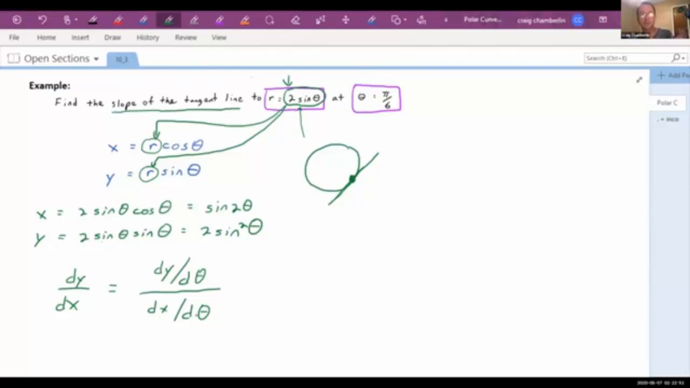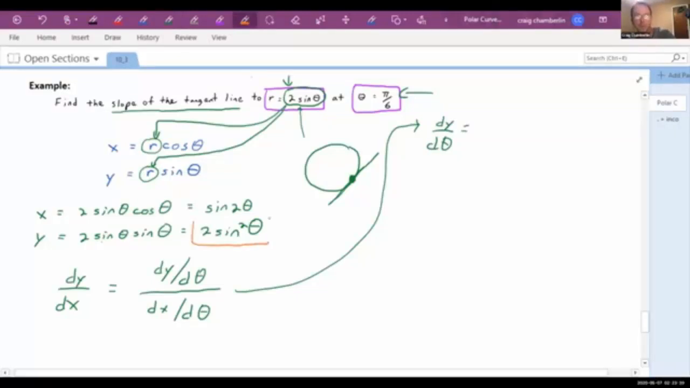So that means we find these individual derivatives and take the ratio, and that'll be dy dx in terms of theta. And then we plug in theta equals pi over 6 to get an actual slope. Okay, so let me go up here to finish it off. What is dy d theta? You're going to want to go to the simplest version of y in terms of theta, which is this guy. That's going to be our numerator if you take the derivative of that. So what's the derivative of 2 sine squared theta?